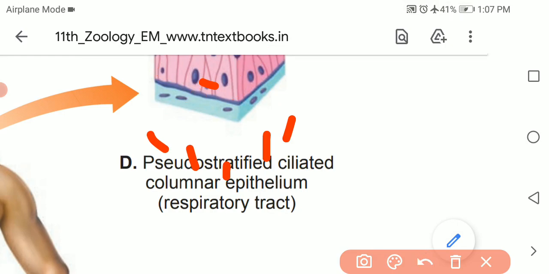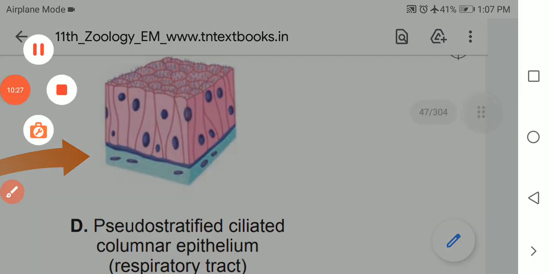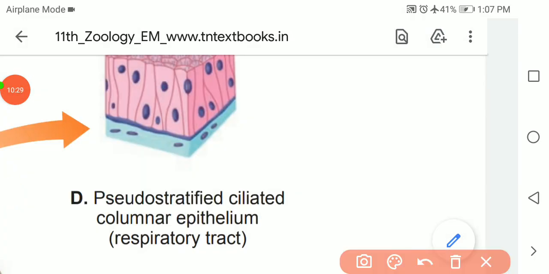It propels mucus by ciliary action and lines the small bronchioles. The cilia are also present in the bronchioles. What are bronchioles? Bronchioles are present in the airways, trachea, fallopian tubes and uterus. So in these areas, the columnar epithelial cells are present.